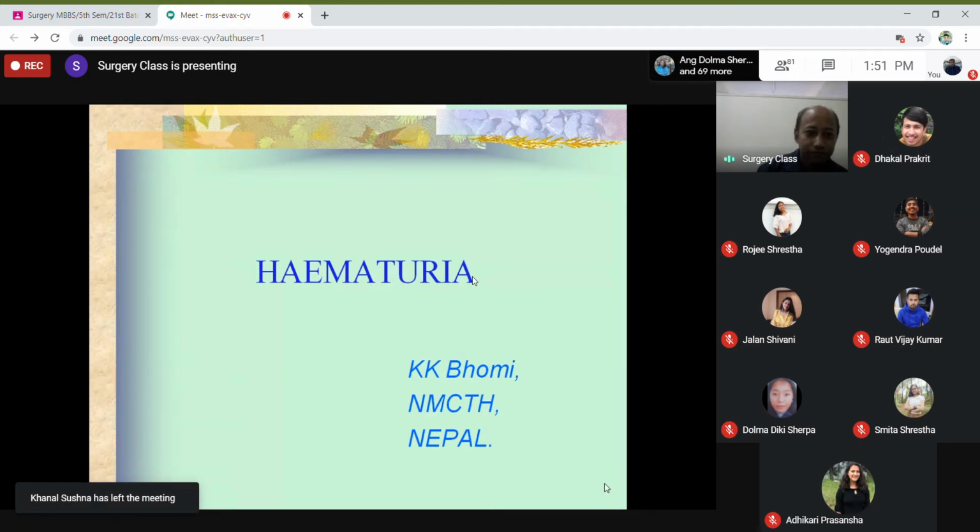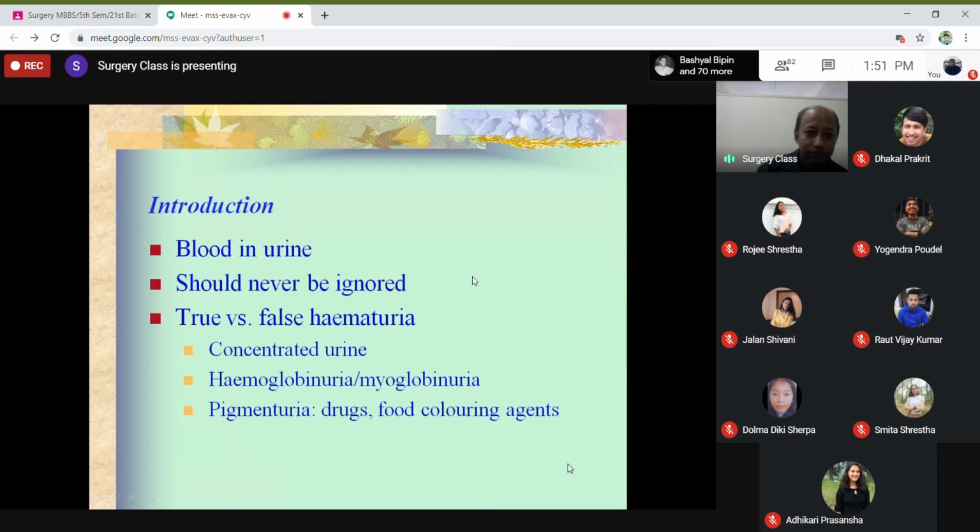So this is a short class, maybe half an hour. We'll finish, but it's an important topic. Hematuria means blood in urine. Whenever a patient complains of hematuria, you need to think of some important points. It's an important symptom because a lot of diseases are associated with it, and sometimes it can be life-threatening also.